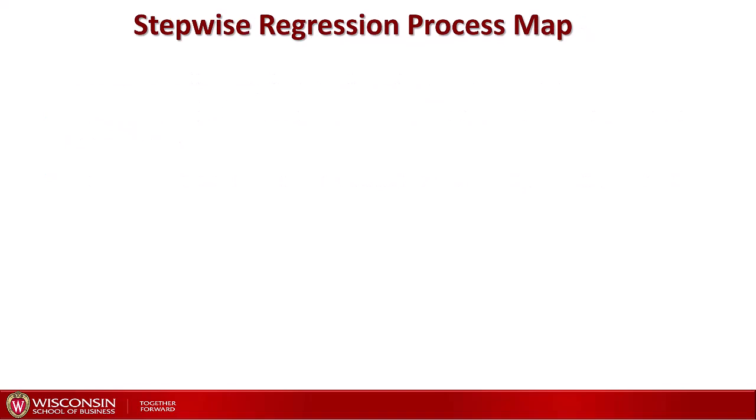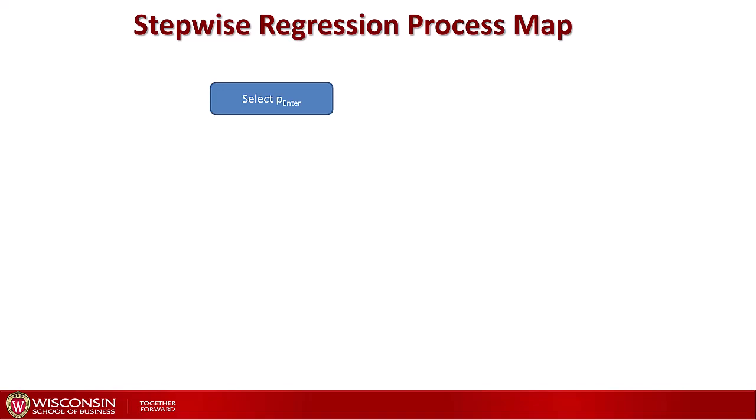Let's go over the stepwise regression process. First, we select a maximum p-value, a threshold. Any variable that we include in the model should have a p-value below the one that we selected here. It means it has to be significant enough to be included in the model.